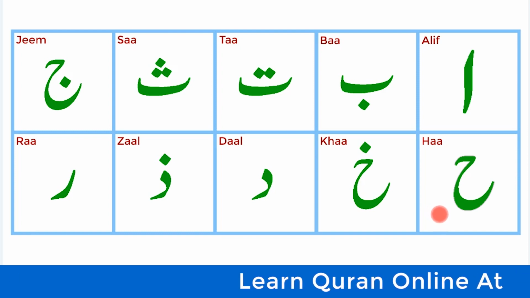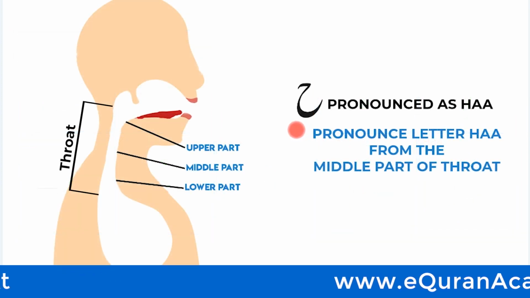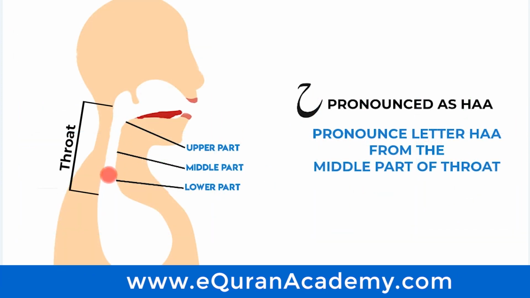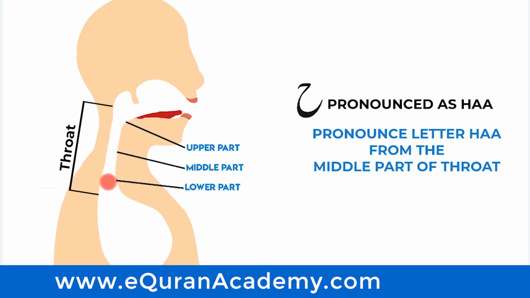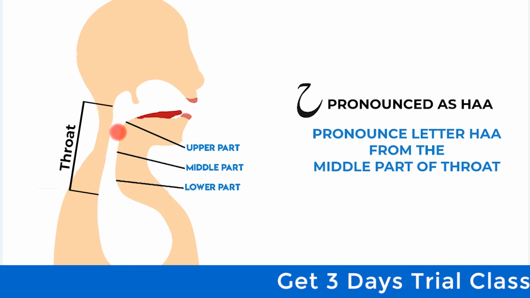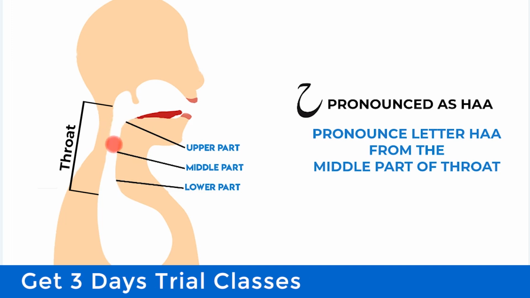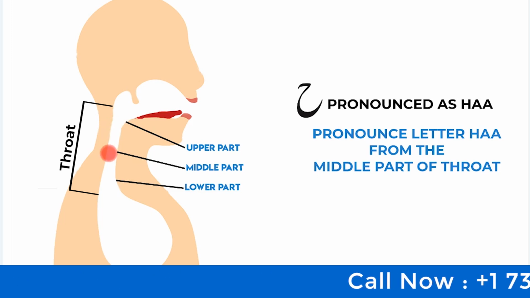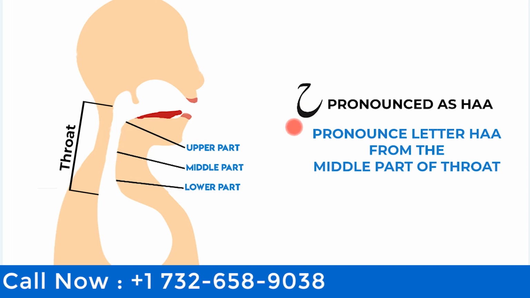Now I will explain you the origin of Ha by illustration. Ha is pronounced from throat. This is the farthest part of the throat. This is the middle part of the throat. And this is the upper part of the throat. Ha is pronounced from the middle part of the throat. Please read Ha with clear and soft sound.